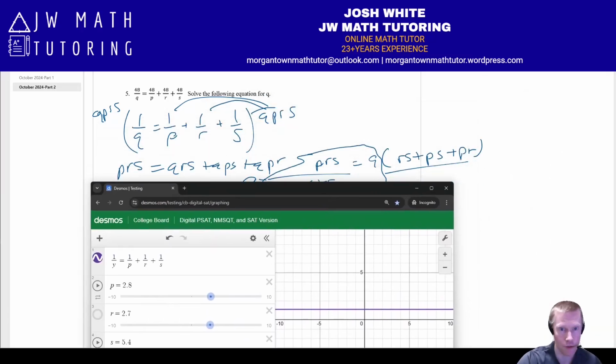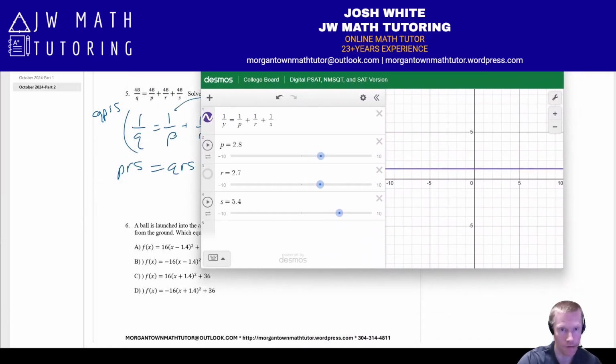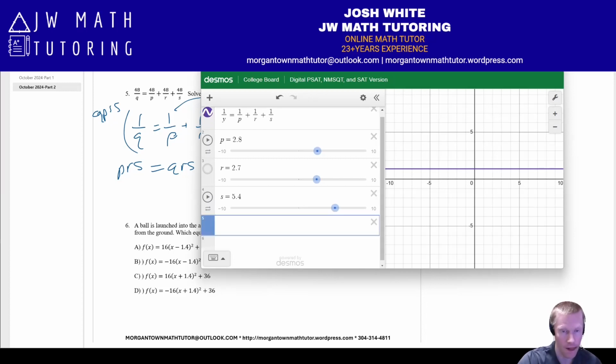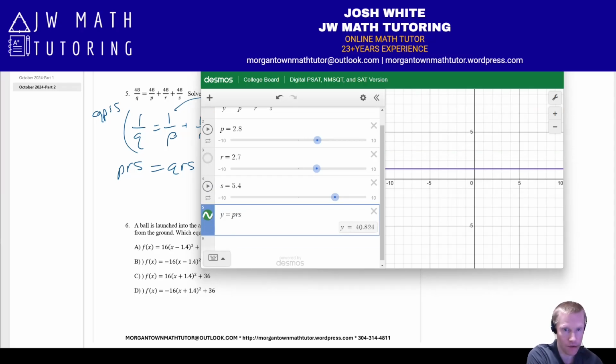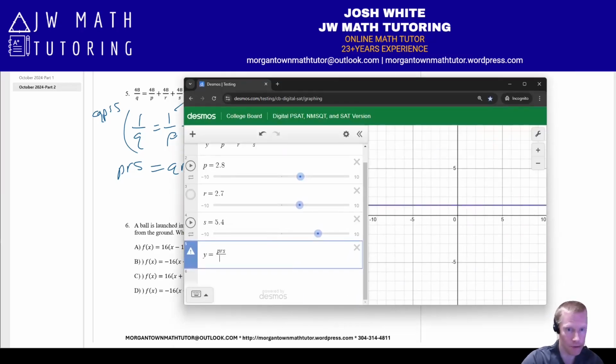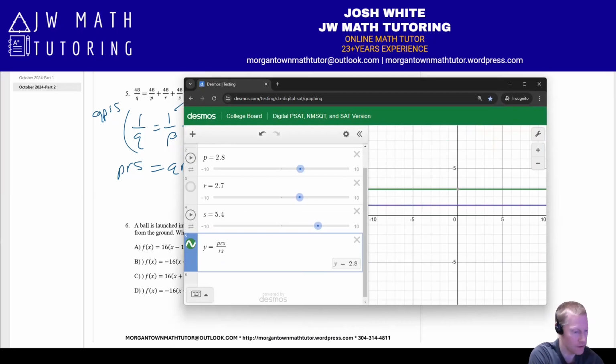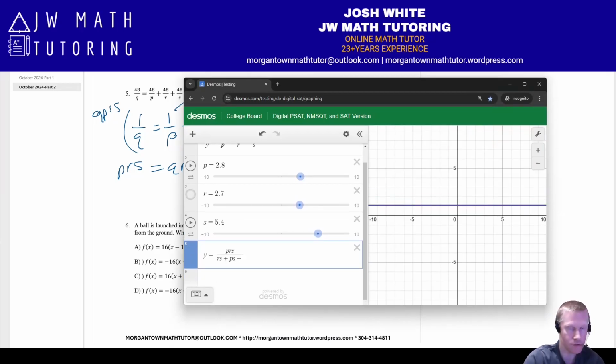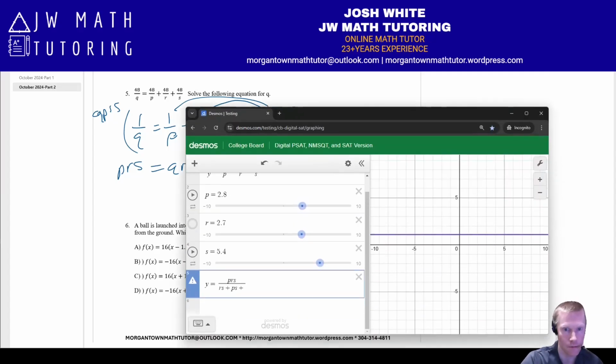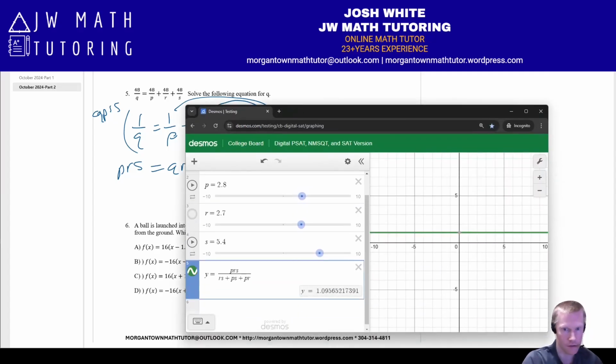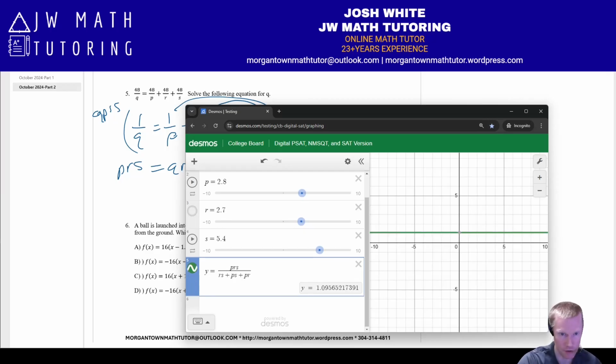Now what you would do is go through and type all of your answer choices, and see which one matches the line. So for example, instead of Q equals, it would be Y equals. For example, the actual answer choice is RS plus PS plus PR. Notice this is perfectly overlapping the line that you're given.